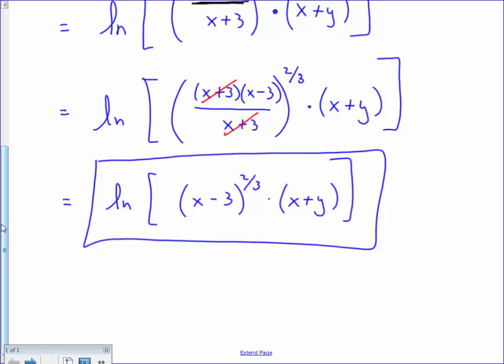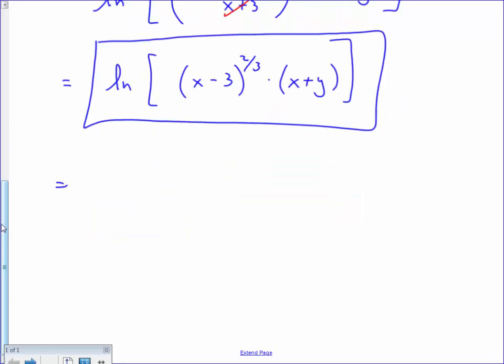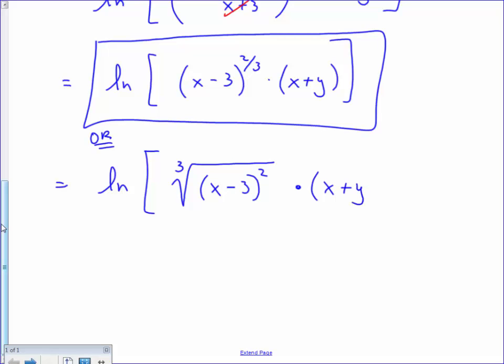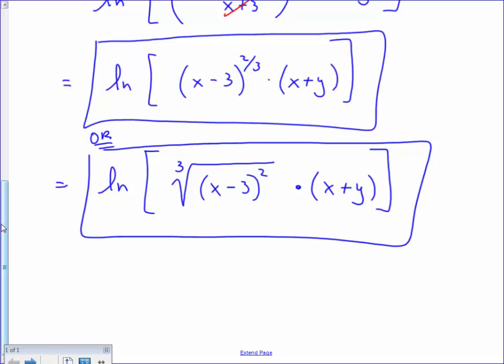Also, sometimes when you have a fractional power left over, they will rewrite it as a root. So I'm going to say this is fine, or you could also write natural log. And then this, the way you would rewrite it as a root, look at the fraction. The denominator of the fraction becomes the root, and then the numerator of your fraction becomes the power on the x minus 3 part, and then you'd still have the x plus y. So either one of these two answers would be an acceptable final answer.